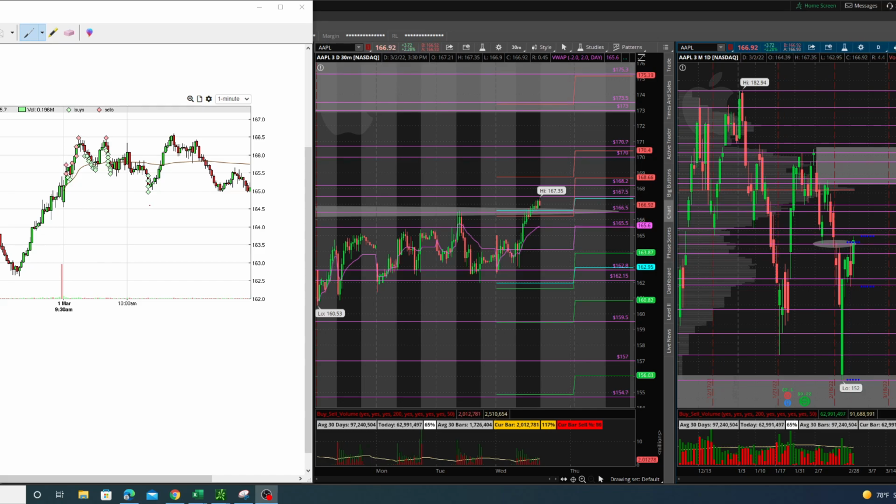On the other side of that, you have folks that are saying, okay, Apple rejected 166.50, but if we come back up here again and break 166.50, I'm going to buy this breakout. And I'm going to buy this new high of day for a move higher. So what that does is you have short sellers buying orders, you have long breakout buyers buying orders.